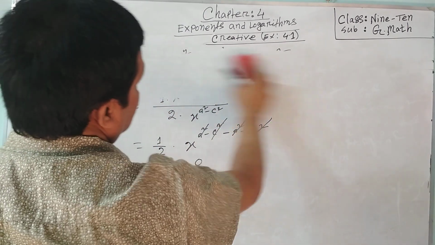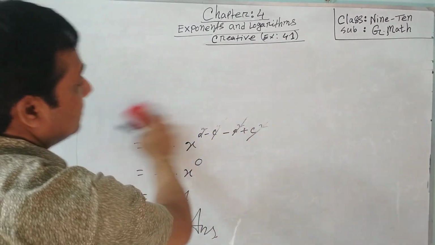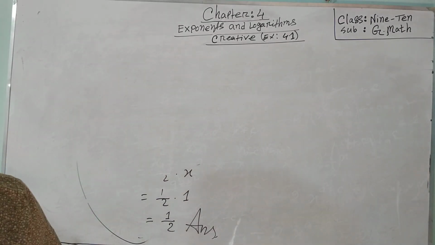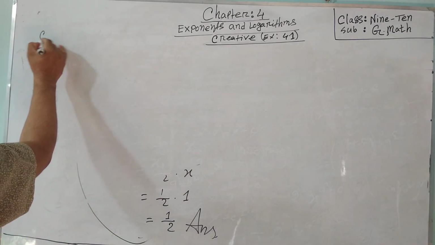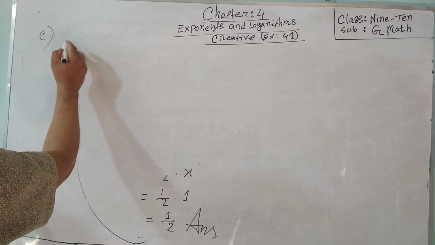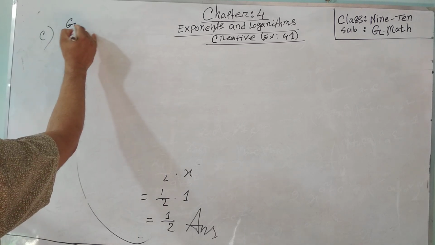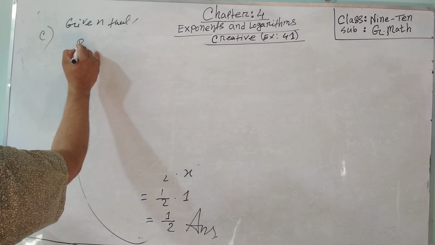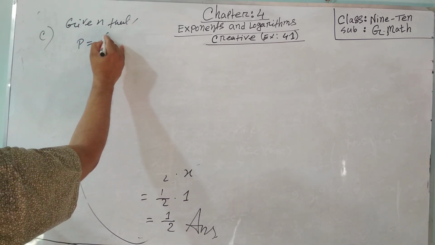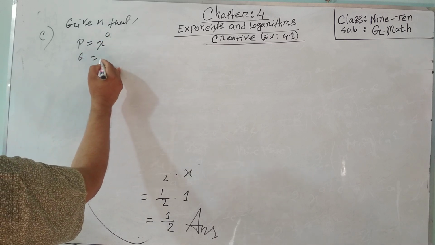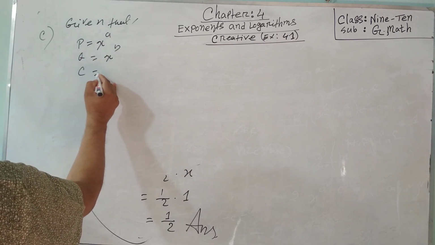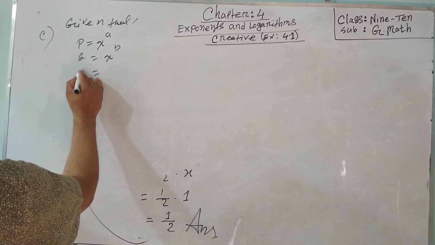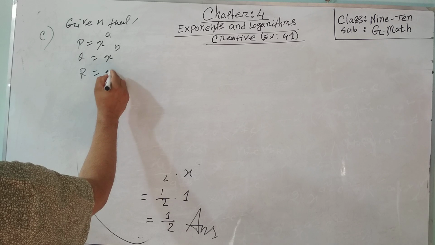Okay, next question, part C. Given that p equals x to the power a, q equals x to the power b, and r equals x to the power c.